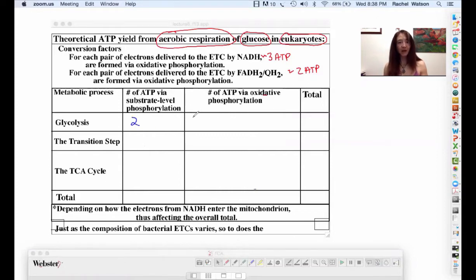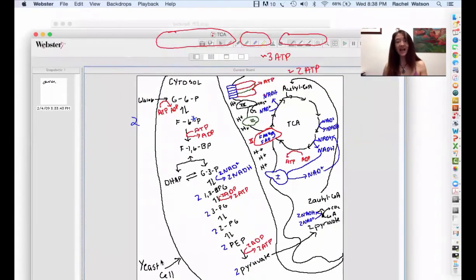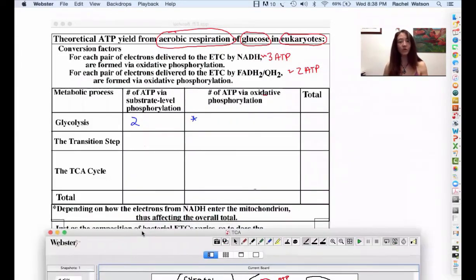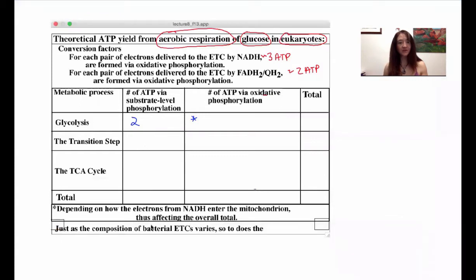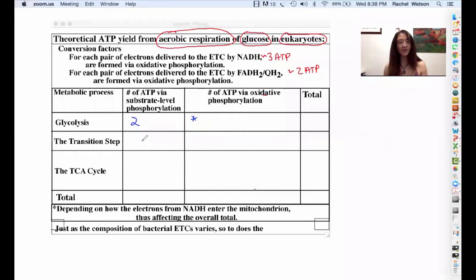So I'm going to leave this box blank because it is the most complicated box, and I want to come back to it next. But let's take a look at how many ATPs via substrate level and oxidative phosphorylation for the transition step. So beginning by looking at the transition step, which we see occurring right here in the mitochondrial matrix, notice that it only generates NADH. It doesn't generate any ATP by substrate level phosphorylation, does it? So it's a big whopping 0. So let's put 0 in there for this one. Absolutely no ATP.